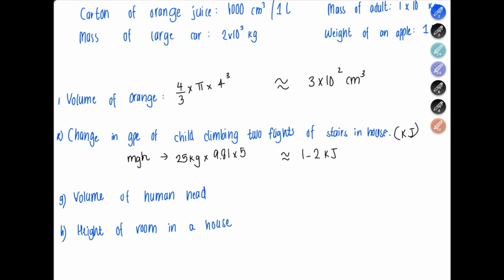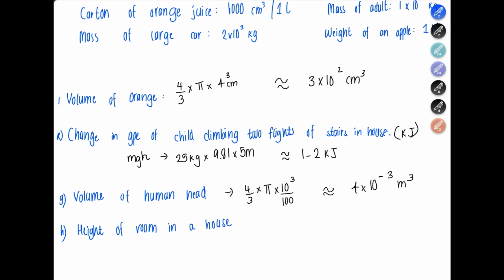Now, what is the volume of a human head? So again, this is like a sphere. So we can say 4/3 multiplied by pi radius cubed. So the radius is, let's say, 10 power 3. This is centimeters, okay, 10 centimeters. So I'll divide this by 100 to convert this into meters. So this should be around 4 times 10 power negative 3 meters cubed. Now what is the height of a room in a house? So you can look at the room near you and it should be around 2 to 3 meters.